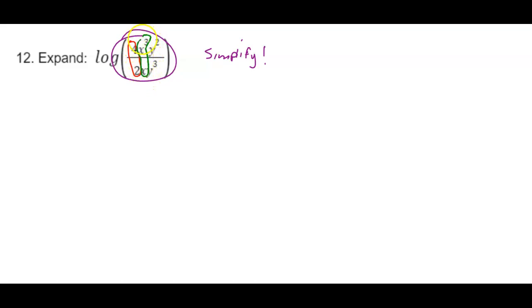I can reduce the x's by 1 since there's 3 on the top, 1 on the bottom. And I can also reduce the y's by y squared because I've got 2 on the top, 3 on the bottom. So when I simplify everything, that leaves me with log, and on the inside, I now have 2x squared on the top, and on the bottom, I have y. Now I can start expanding.